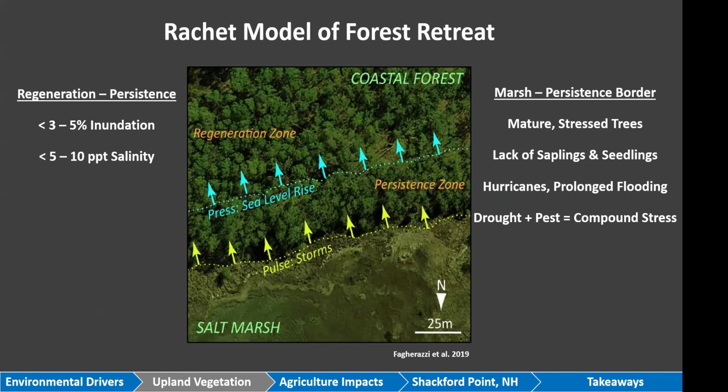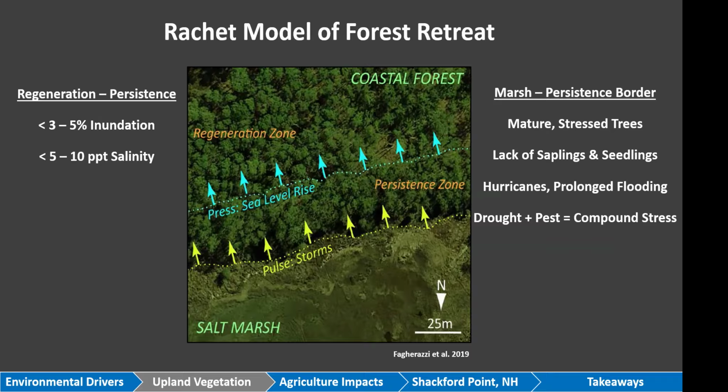The area opens up. Behind that persistent zone is what they described as the regeneration zone. And this is what we think of as a nice upland forest. If something happened to those trees, the environmental conditions would still be dry enough, it wouldn't be saline enough, and saplings and seedlings would be able to germinate and regenerate that forest without a problem.